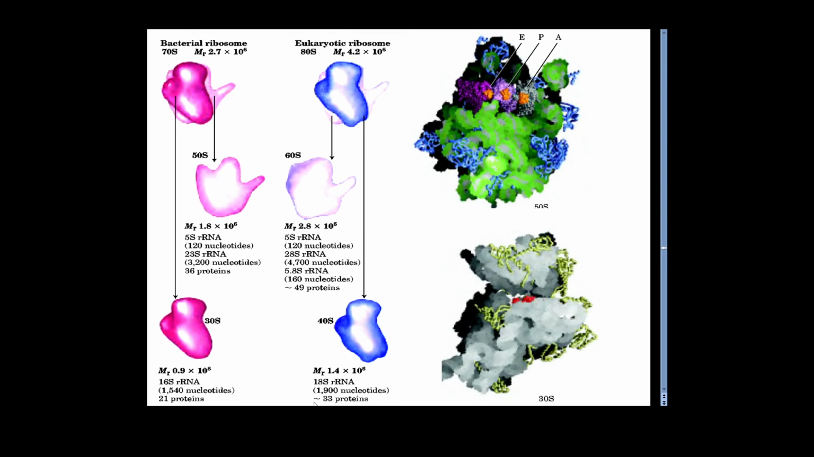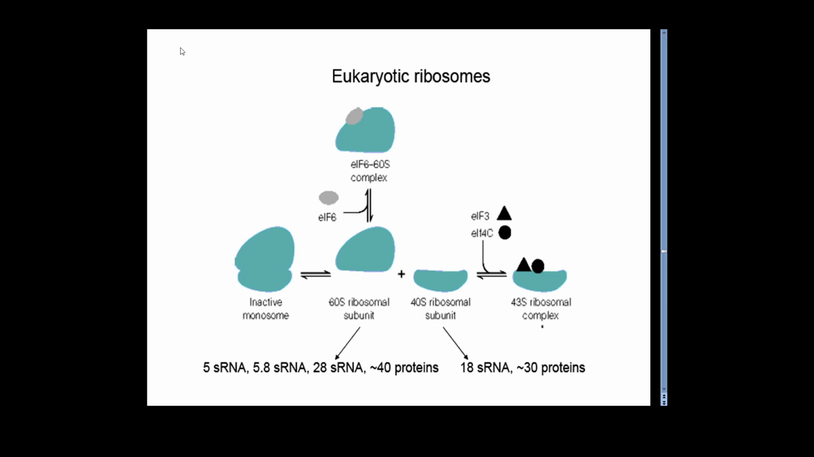But in eukaryotes 70S ribosomes are also present, because mitochondrial ribosomes are 70S. They are derivatives of ancient intracellular parasites. And the big subunit of eukaryotic ribosomes consists of 28S RNA, 5.8S RNA and 5S RNA. And the small subunit has 18S ribosomal RNA and up to 30 proteins.